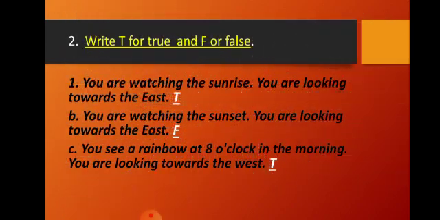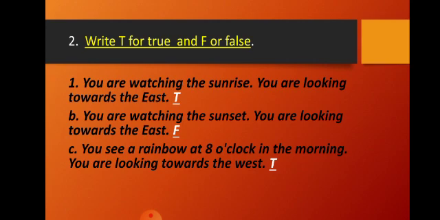Now, dear children, we will have to do question number 2. Write T for true and F for false. A. You are watching the sunrise. You are looking towards the east. The statement is true. So mark T. B. You are watching the sunset. You are looking towards the east. The statement is false because the sun sets towards the west side. So the statement is false.